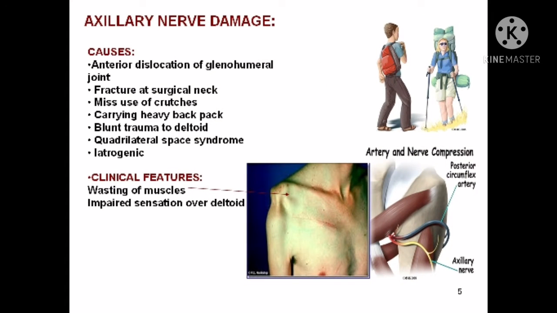Damage to the axillary nerve. The causes of damage may be anterior dislocation of the glenohumeral joint or the shoulder joint, fracture at the surgical neck of the humerus, misuse of crutches, carrying heavy backpacks, blunt trauma to the deltoid, and quadrangular space syndrome, or iatrogenic due to the use of drugs or due to some illnesses. The clinical features are wasting of muscles and impaired sensation over the deltoid region.